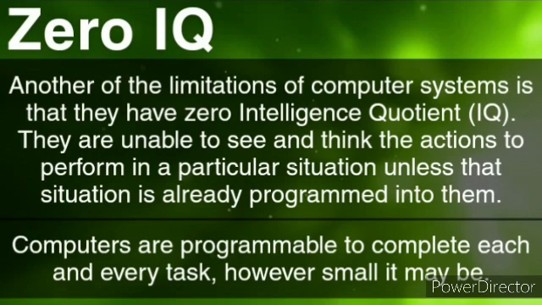Zero IQ. Another of the limitations of computer systems is that they have zero intelligence quotient. They are unable to see and think the actions to perform in a particular situation unless that situation is already programmed into them. Computers are programmable to complete each and every task, however small it may be.